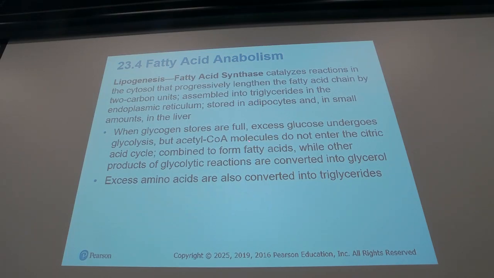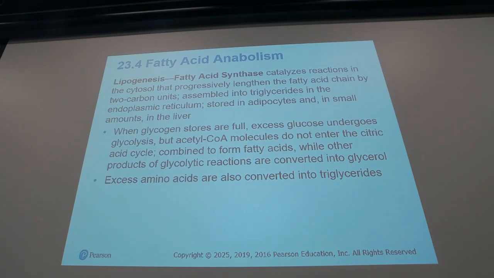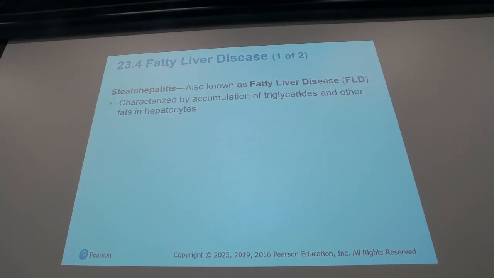So then we will have some molecules that enter into this process, but some of them, like acetyl-CoA, will be utilized by other metabolic pathways, except in the citric acid cycle, so that you can have conversion of this acetyl-CoA into glycerol, which is the other part that will be added into these fatty acids. And then some excess of amino acids also can be converted into triglycerides.